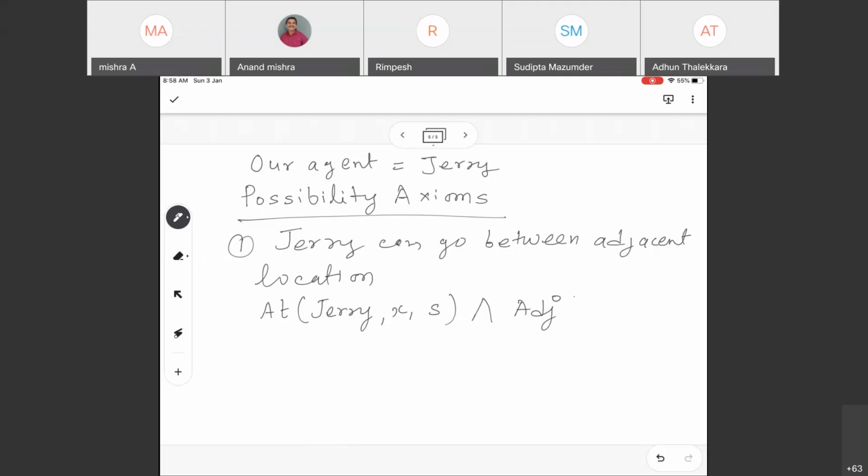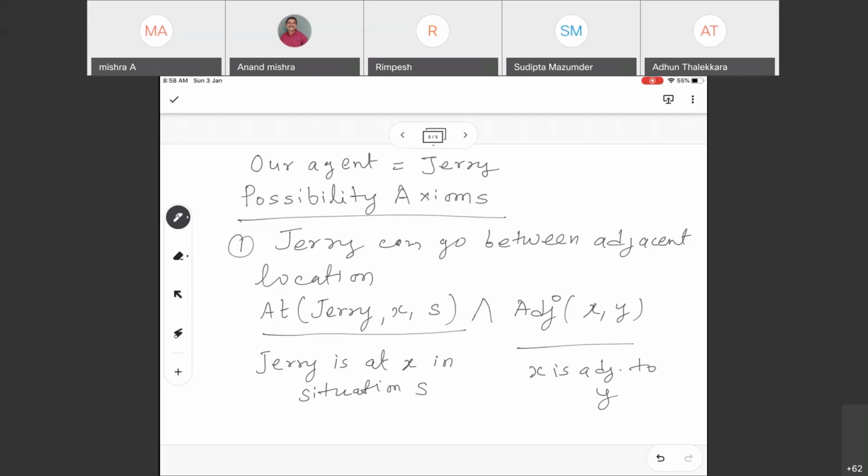Right? So ADG is XY. That's it. X and Y are adjacent to each other. And so what are these two statements saying? One part is saying that Jerry is at X in situation S. And this part is saying that X is adjacent to Y, or X and Y are adjacent.